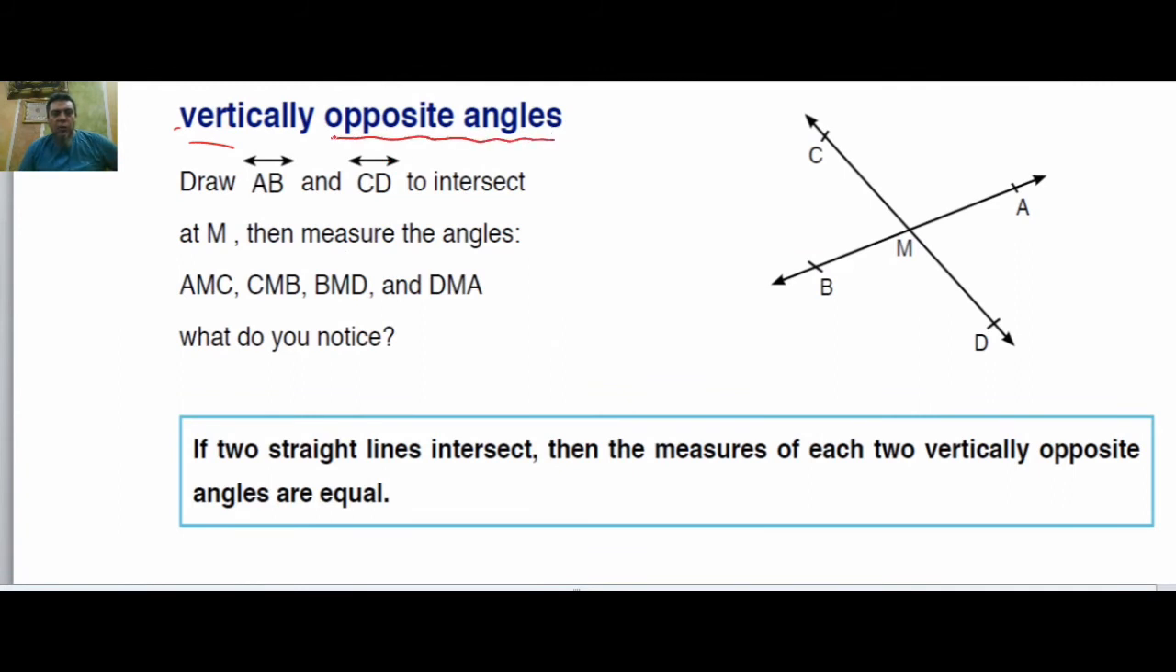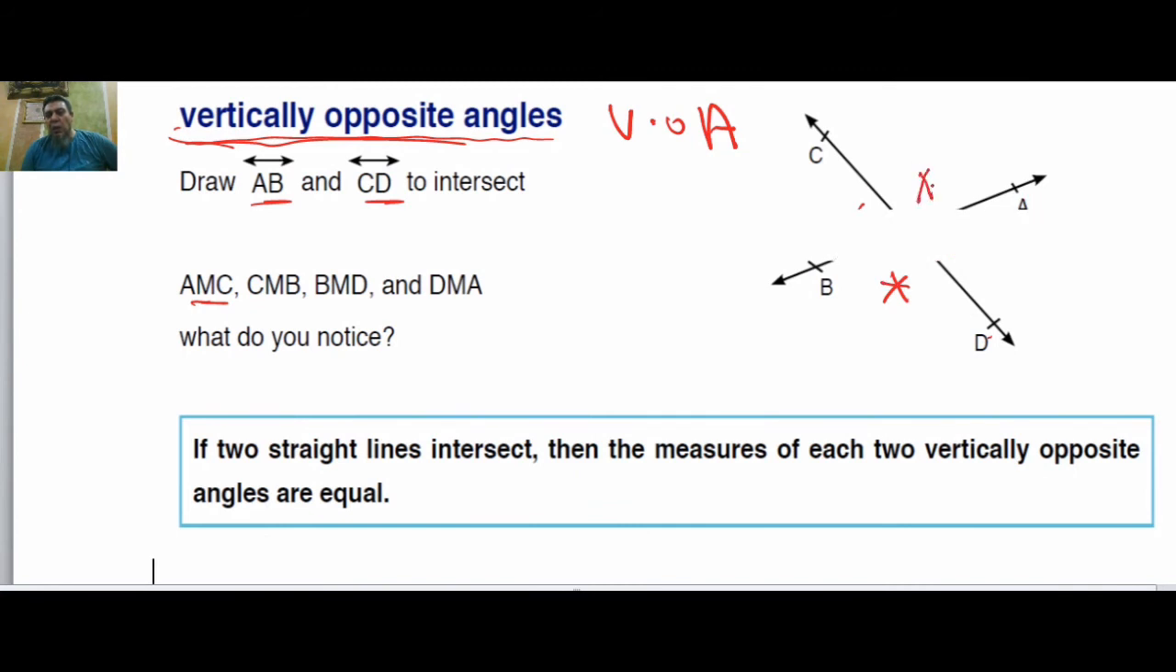Another relation between two angles: vertically opposite angles. Draw straight line AB and straight line CD to intersect at M. Then the measures of angles AMD and CMB are equal. The measures of angles BMD and AMC are equal in measure.